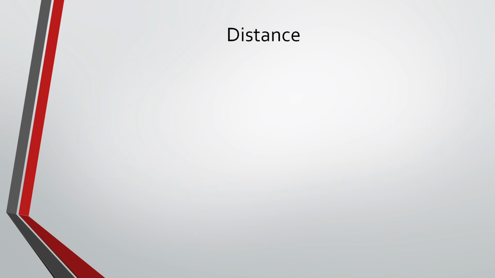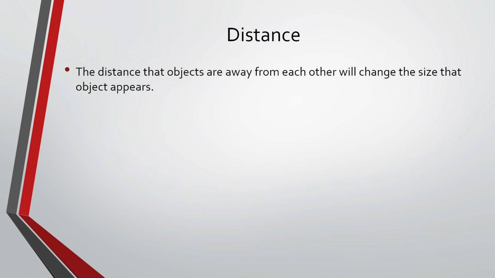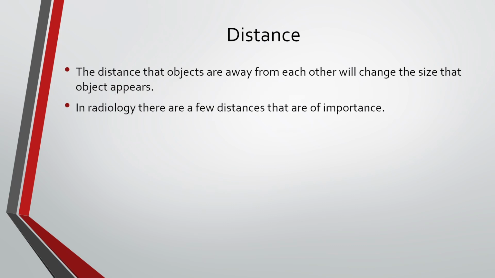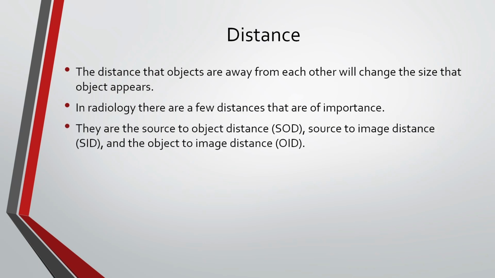In order to understand distortion, we have to talk about distance. The distance that objects are away from each other will change the size that the object appears. If we're far from an object, it won't appear as large as if we're really close to it. We know this, but in radiology there are a few distances that are of importance. They are the source to object distance, which is the SOD, the source to image distance, which is the SID, and the object to image distance, which is the OID.